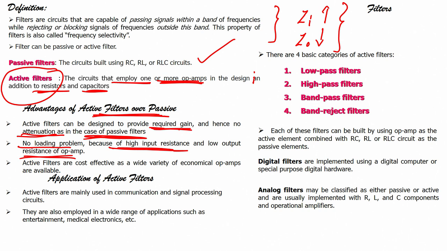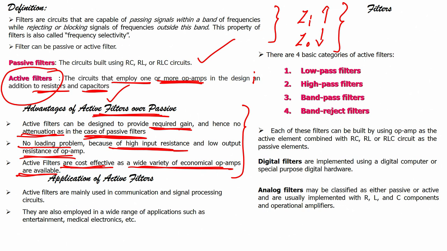The third advantage over passive filters is that active filters are cost effective, as a wide variety of economical op amps are available. If you buy an op amp 741 in bulk, it will cost about 10 to 15 INR per piece. So, you can buy in bulk and it is really cheap. So, why not make active filters when we do not have to spend that much money, and in addition we cannot see any loading effect and we can also change the gain. So, if there are this many advantages of active filters over passive filters, one will always go for the active filter.